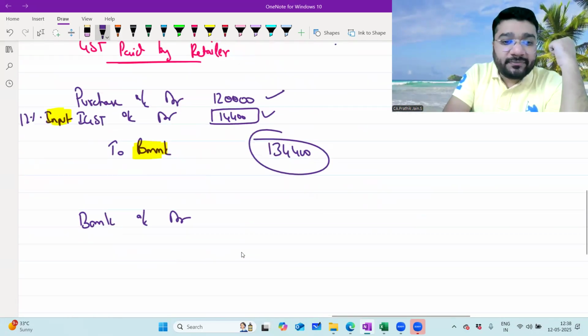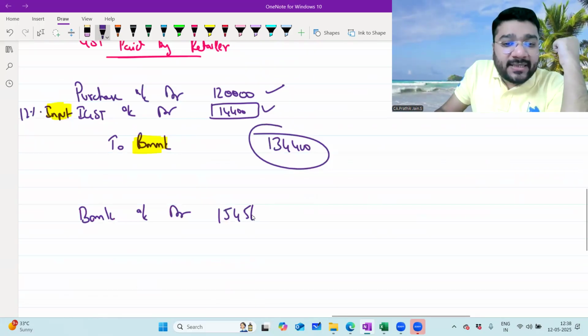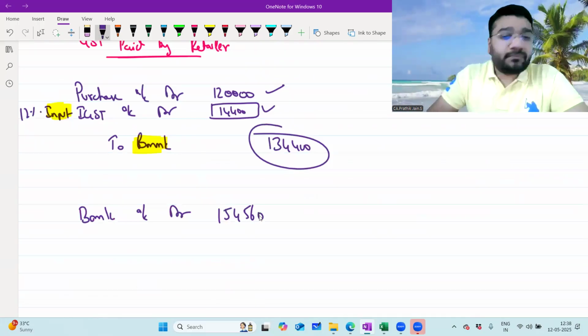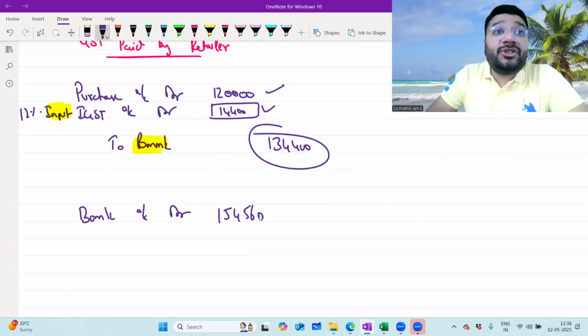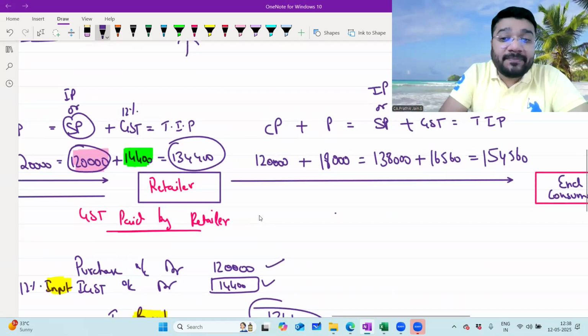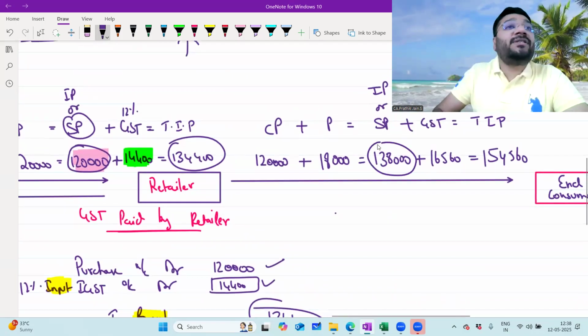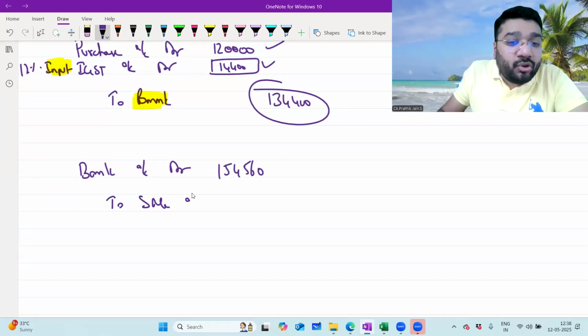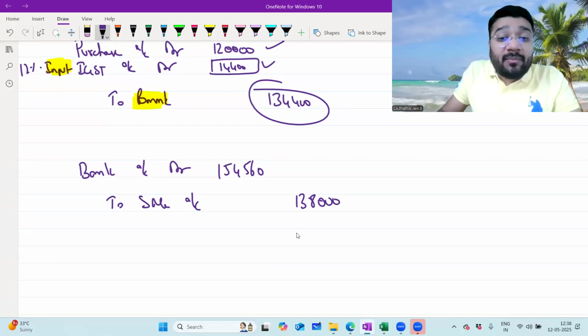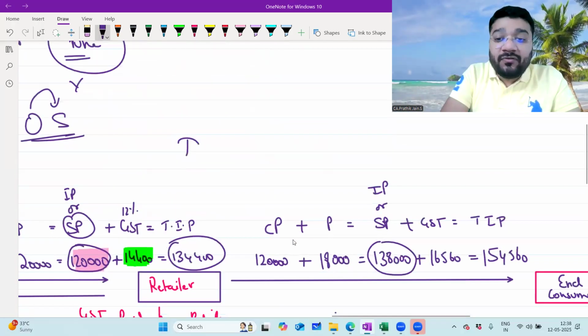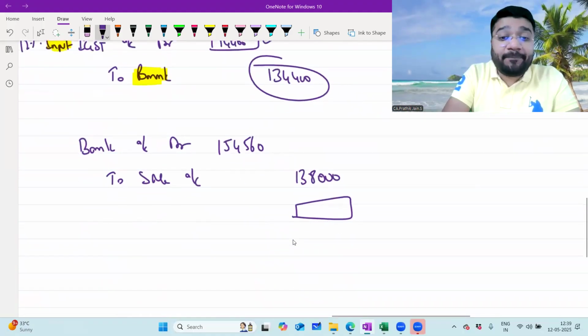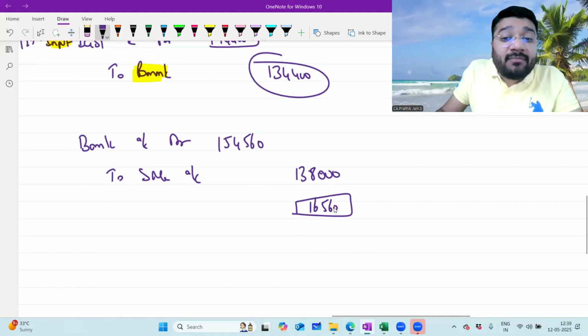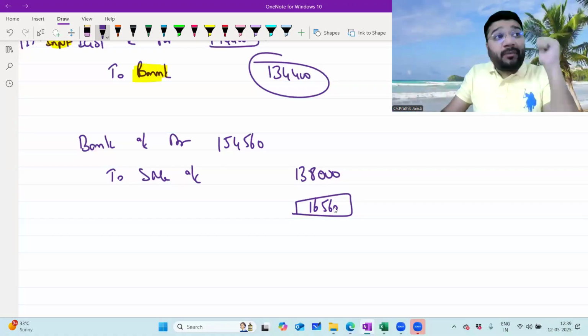1,54,560 is the money coming in. Is this money coming in your entire income? No. In this, how much is your income? 1,38,000 rupees is your income. So to sale, how much? 1,38,000. The extra money that is coming in is how much? 16,560. The 16,560 that is coming in, what money is it?